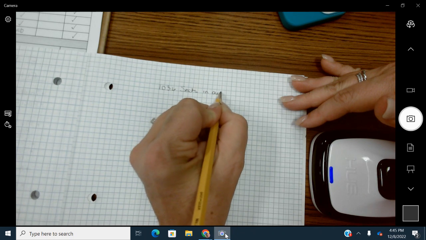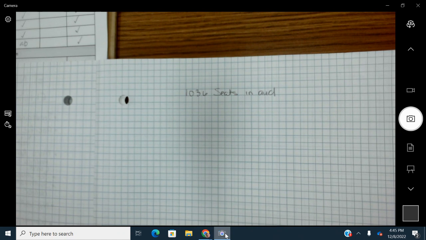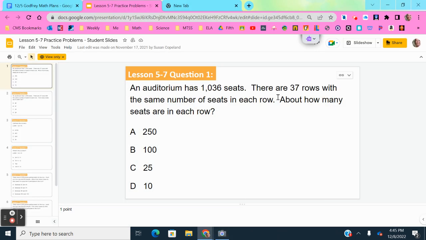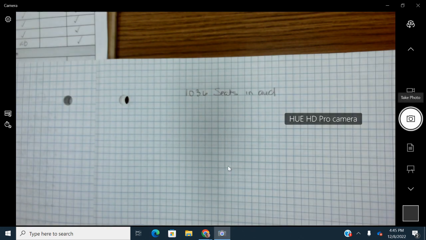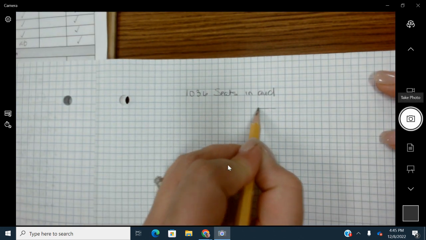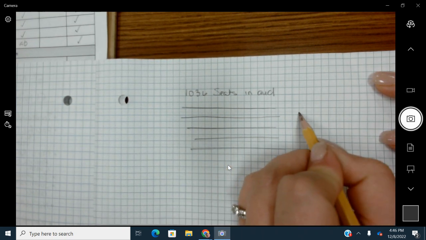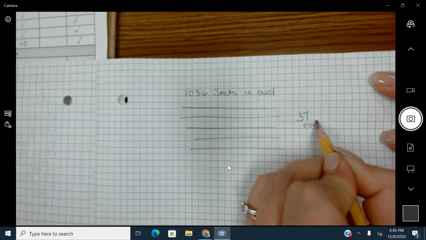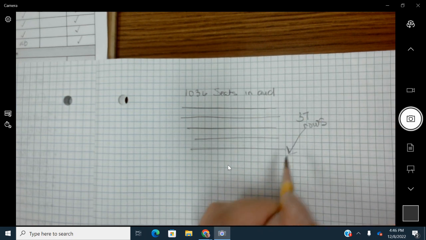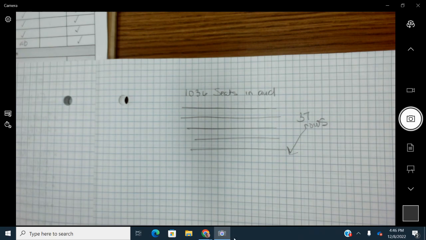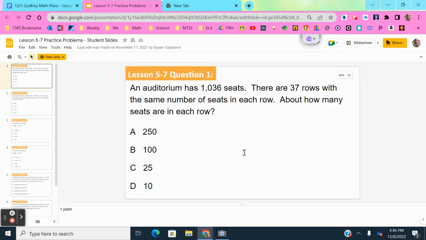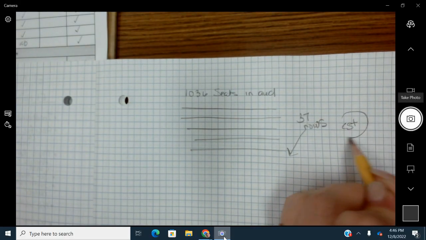in auditorium. All right, then the next thing I would be asking your child to do is go back into the problem again and see what it says to do. There are 37 rows. So you can draw all 37 rows, but probably you don't need to. Only draw just enough to get an idea of what this is really telling us. All right, and then it says about how many seats are in each row. The word about makes me know I'm probably going to be estimating. So I'll make a little note over here.